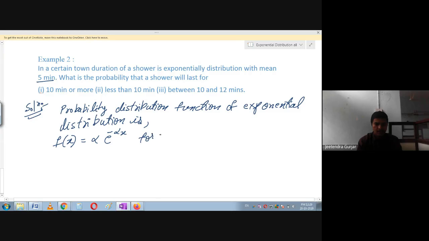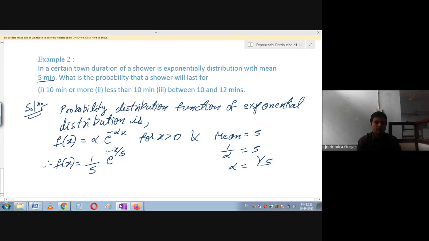I think you remember, for x greater than 0 we get the exponential distribution function as f of x is equal to alpha e raised to minus alpha x. And they have told that the mean is equal to 5 minutes, so 1 upon alpha is equal to 5. That means alpha is equal to 1 upon 5, students. So substitute now in this formula. Therefore, f of x is equal to 1 upon 5 e raised to minus x upon 5. This is everything given in this question, students.